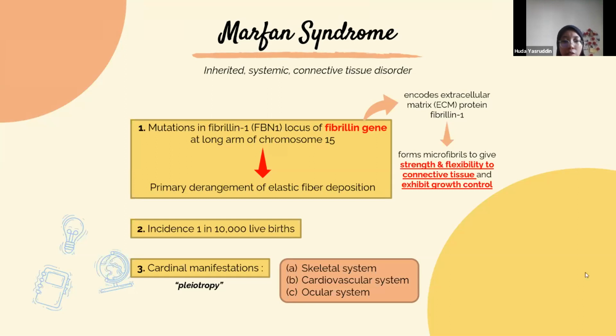In Marfan syndrome, the worldwide incidence is around 1 in 10,000 live births, and it generally manifests what we call a cardinal manifestation, known as pleiotropy. Pleiotropy means that one genetic mutation, one mutated gene, can manifest a lot of systemic disorders. Usually this cardinal manifestation involves three main systems: the first is skeletal, the second cardiovascular, and the third is ocular, which is around our eye.